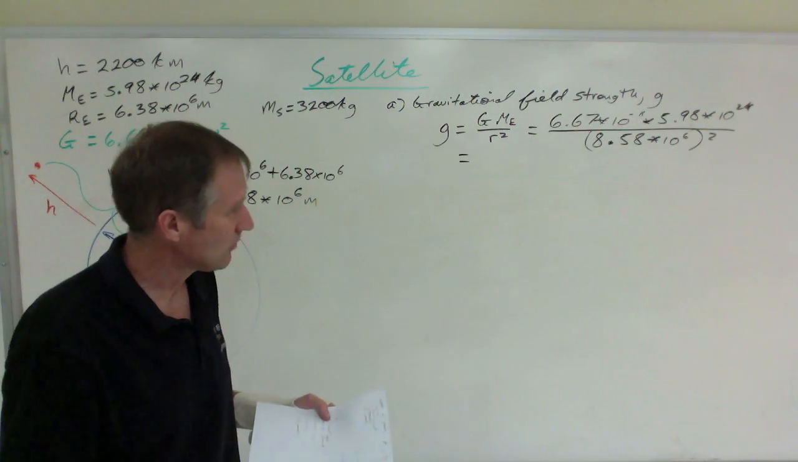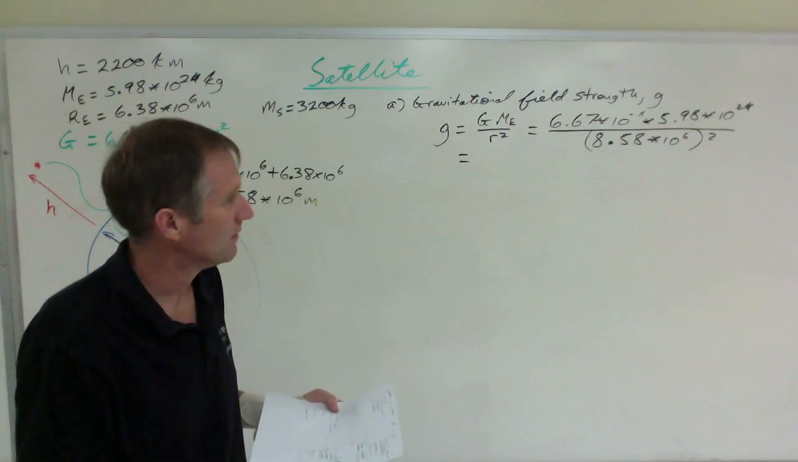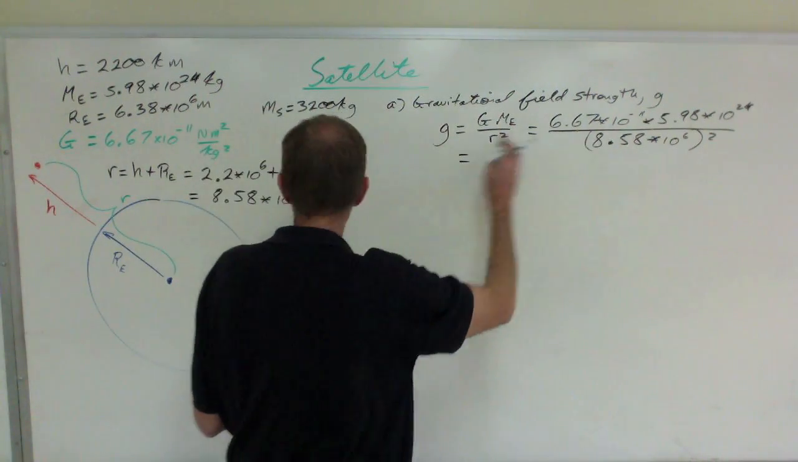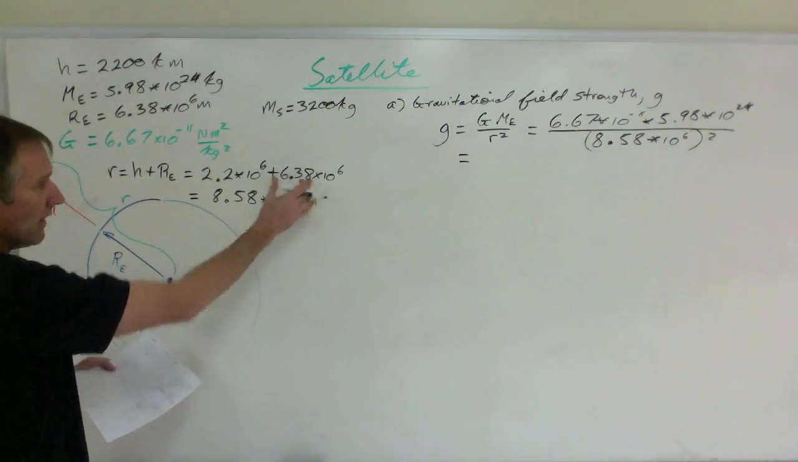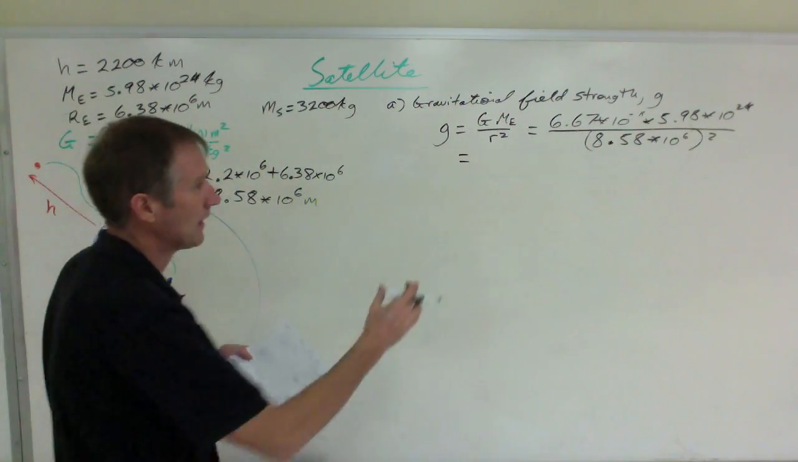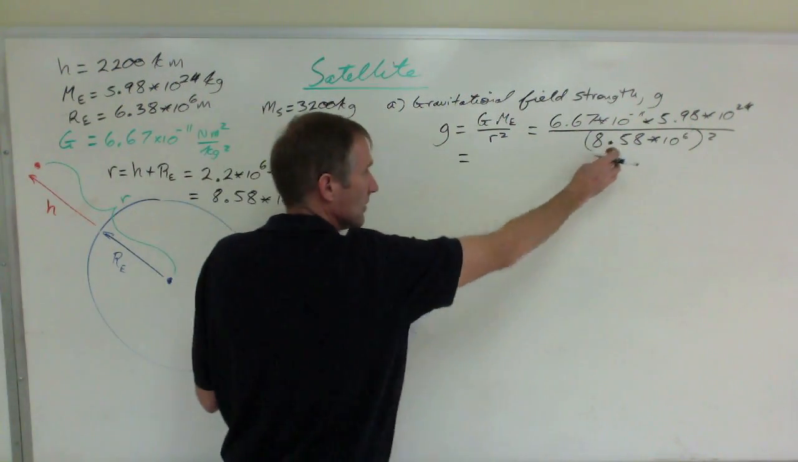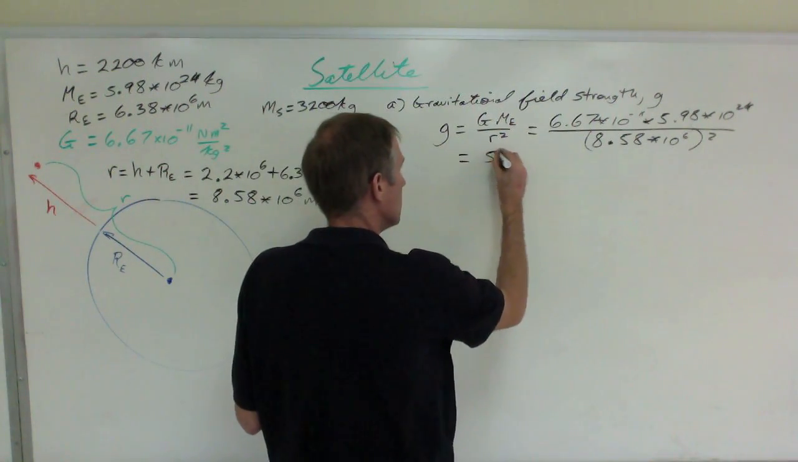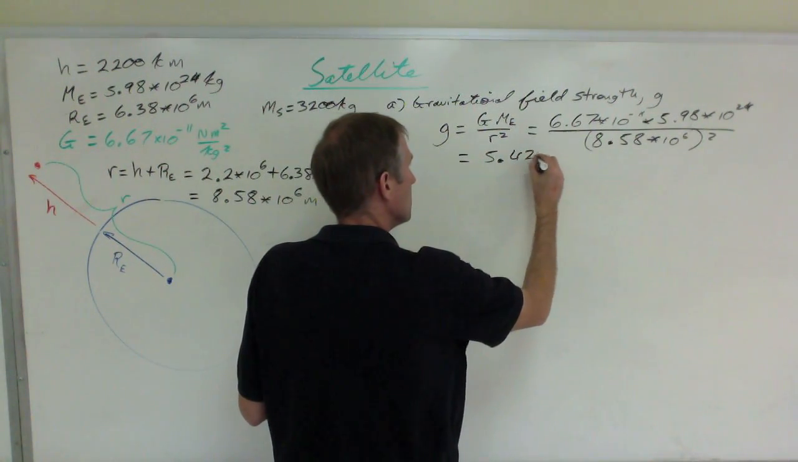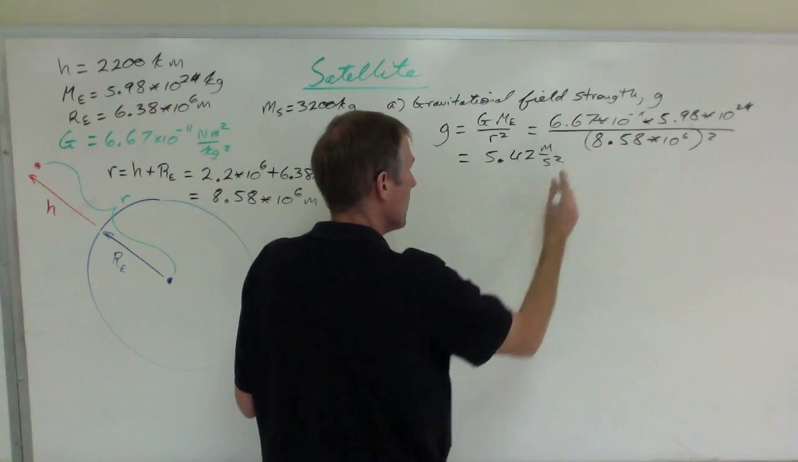If that had been in my classroom, it would have come out to 9.8 if we'd used just RE right here. Just that, I would get 9.8. But we're not there. We've got a bigger radius. This comes out to be 5.42 meters per second squared. What does that mean?